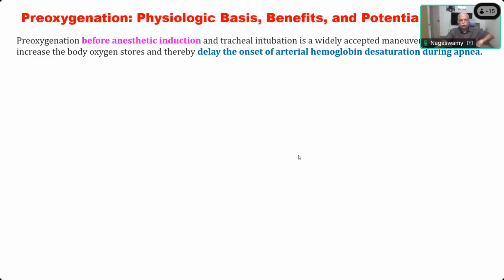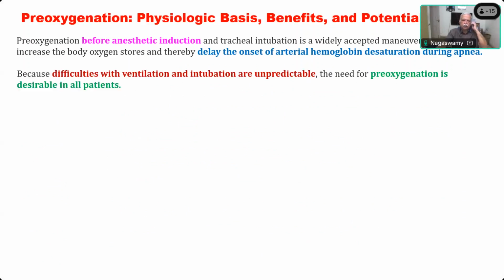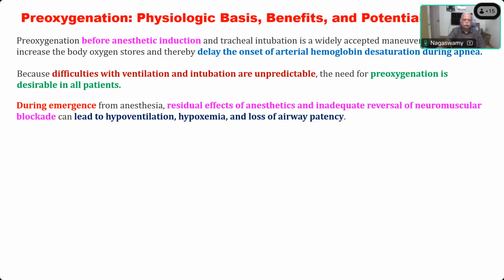Preoxygenation before anesthetic induction and tracheal intubation is a routine practice that we are all taught to do even today, which delays the onset of desaturation in these patients. The difficulties with ventilation and intubation are unpredictable, which is called unanticipated difficult airway. And so preoxygenation is made a desirable component of induction of anesthesia in all patients.